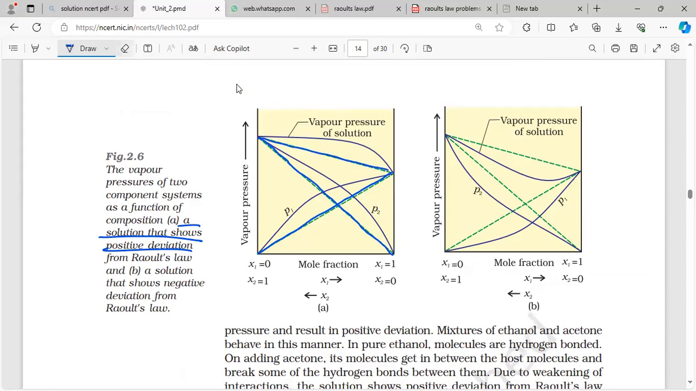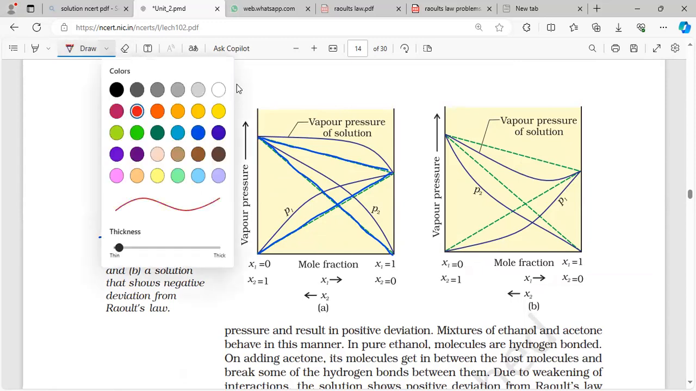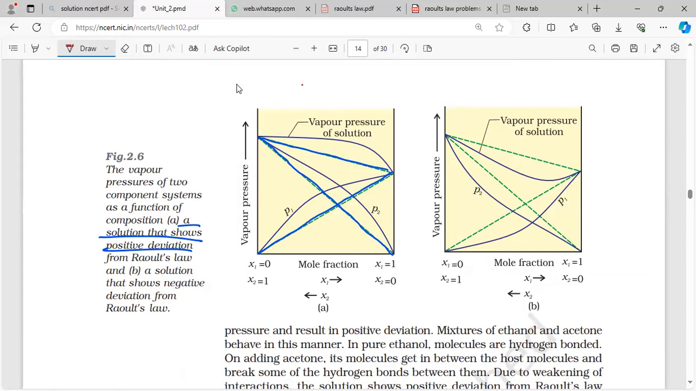But it is found that when you are mixing, if the interaction is less, you see both the vapor pressures are more: the solvent's is more, the solute's is more, and the total is also coming more. In the second case, this is the ideal case. But now after mixing it is forming a bond, so it becomes weaker. So the vapor pressure is coming less than expected from Raoult's law.